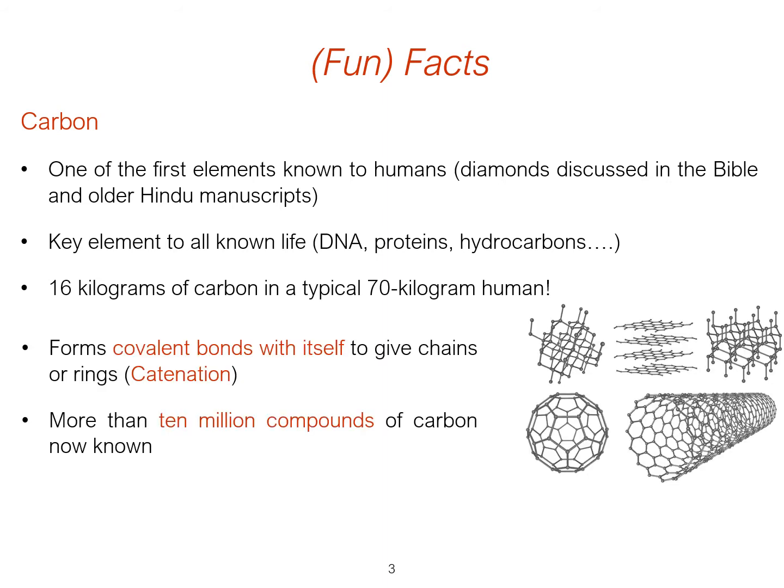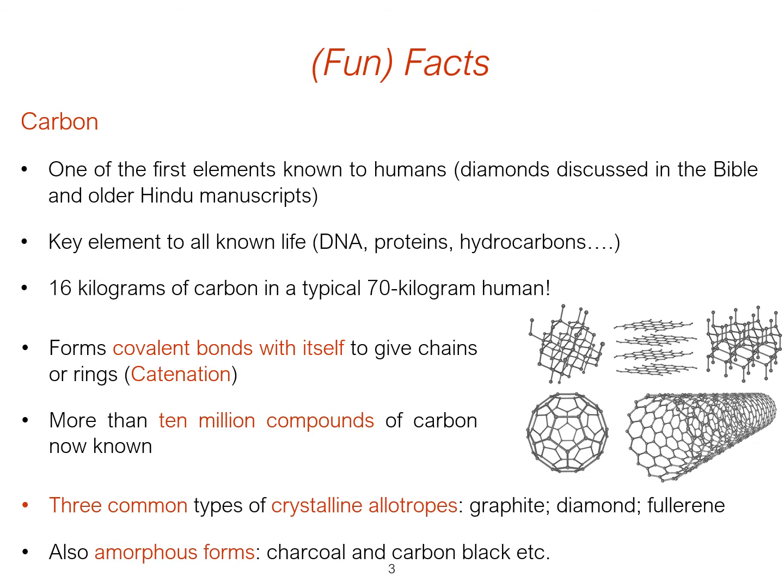And carbon in the natural world has the very unique ability of what's called catenation. So it forms covalent bonds with itself to give chains and rings. And there are more than 10 million compounds of carbon known.